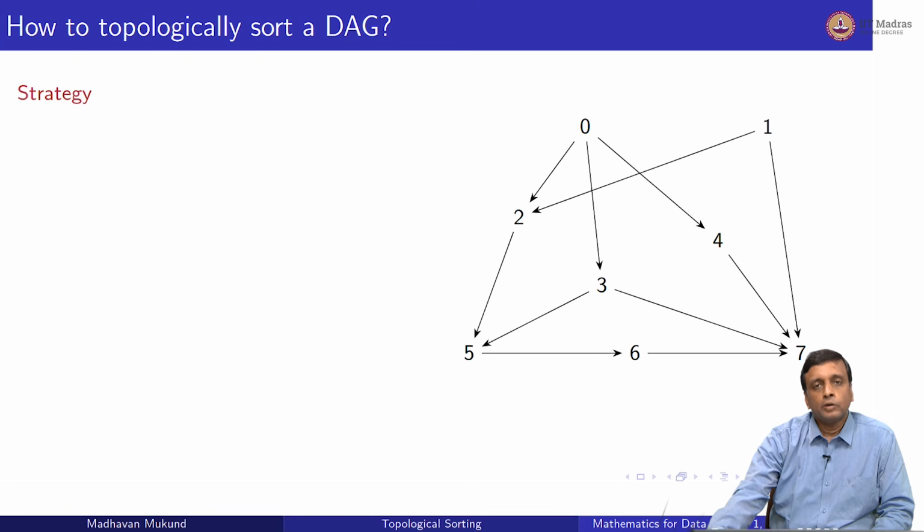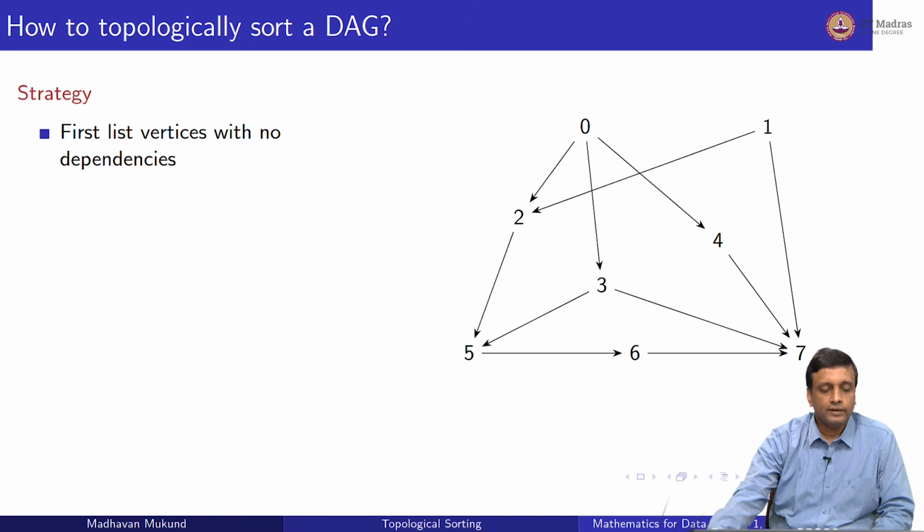So how would we go about doing this? So clearly I have to begin somewhere, right? So the first thing I have to do is list out a task which has no dependencies. It doesn't require anything else to be done. So there must be a vertex with no dependencies. There may be more than one.